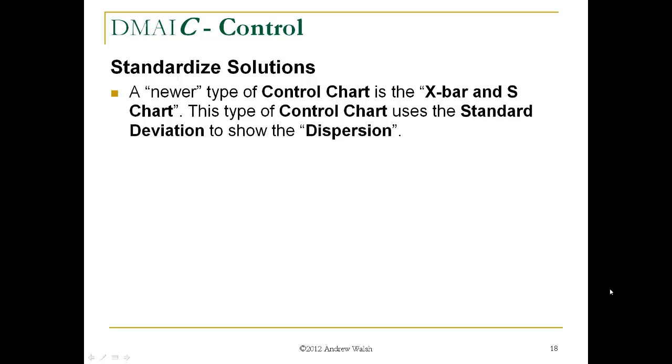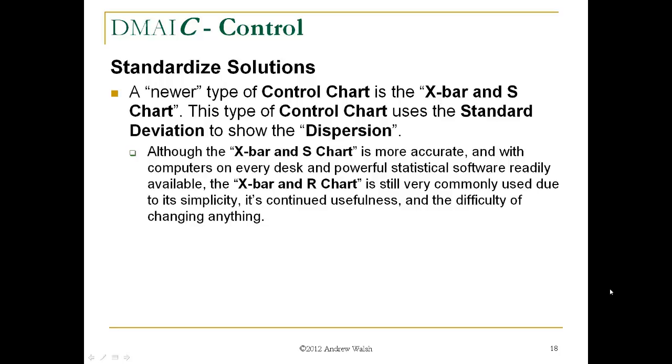A newer type of control chart is the X bar and S chart. Not terribly new, but it's newer considering the use over the many years. This type of control chart uses a standard deviation just to show the dispersion. Although the X bar and S chart is more accurate per se, and with computers on every desk and powerful statistical software readily available, the X bar and R chart is still very commonly used due to its simplicity, its continued usefulness, and the difficulty of changing anything anywhere.